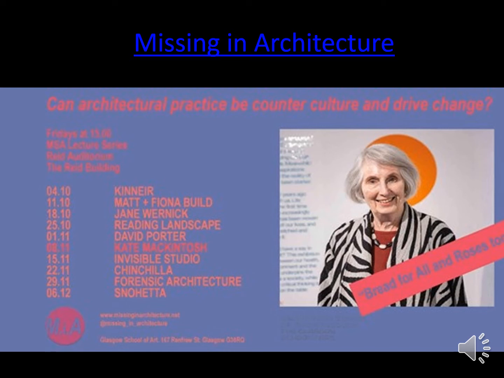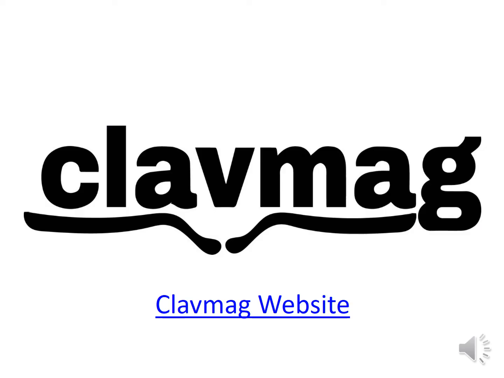Missing Architecture is a GSA organization that works with students in bringing other voices into architecture, women, black architects, Asian architects, to talk to students, to show them the diversity that there is in architecture and the fact that we need more. Clavmag is a queer website, a magazine, looking at what queer theory can do for environmental and social justice. So queer theory is about disruption and disrupting how we think, and it's very useful when looking at design, building, and art, and actually challenging accepted views.